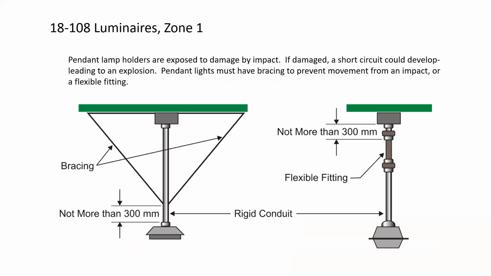18108 indicates luminaires for zone 1, and specifically pendant luminaires, because pendant lamp holders are exposed to damage by impact. If damaged, a short circuit could develop, leading to an explosion. Pendant lights must have bracing to prevent movement from an impact or a flexible fitting. And so there's a couple of rules in there indicating what you would need to do. To get away from this, you could just do surface mount lights with no pendant.